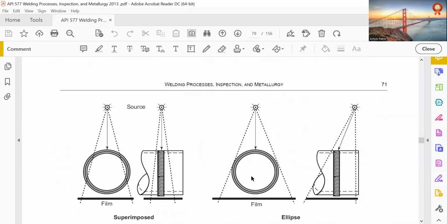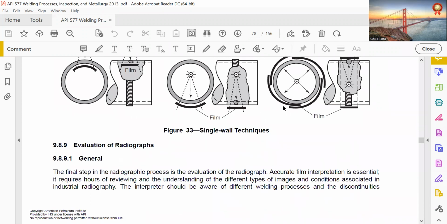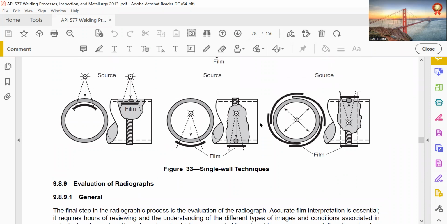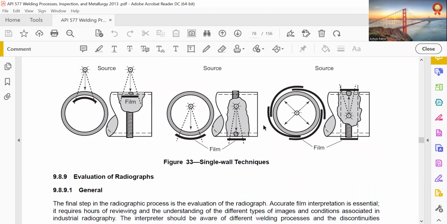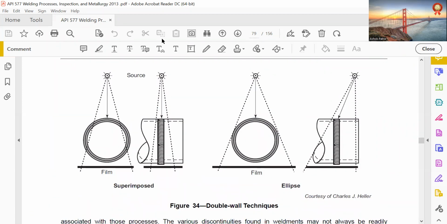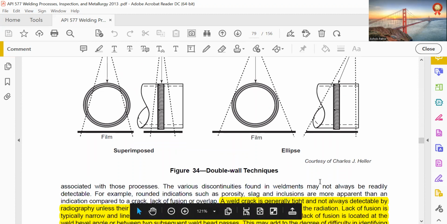Evaluation of radiograph. That is single wall exposure. Superimposed straight offset ellipse, that is double wall offset.